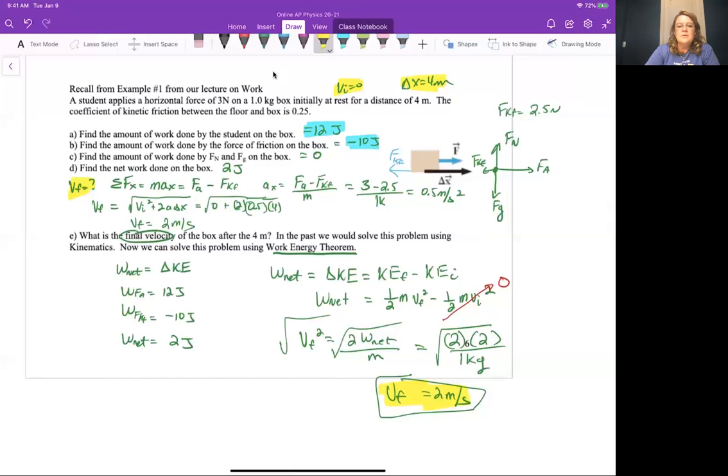Hope this makes sense. Most important: the kinetic energy equation and the work energy theorem. The net work is equal to the change in kinetic energy. That's what I got.